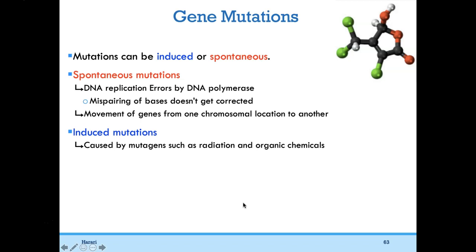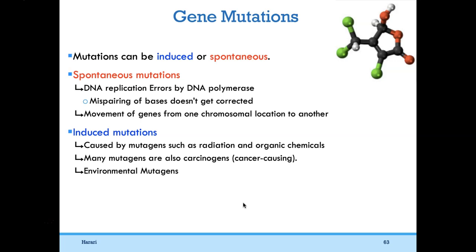Induced mutations are caused by a chemical called a mutagen. A mutagen is anything that can mutate DNA. Many mutagens are also carcinogenic, meaning they can lead to uncontrolled cell growth. And there are several environmental mutagens like UV rays and tobacco smoke that we know influence the DNA sequence of genes.